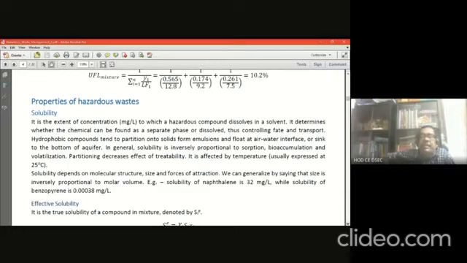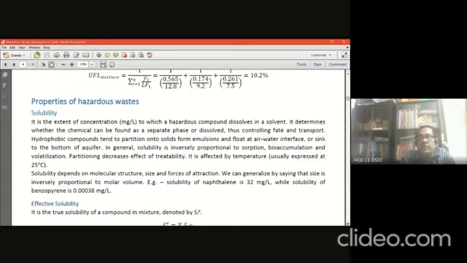It is affected by temperature, usually expressed at 25 degrees centigrade. Solubility depends on molecular structure, size, and forces of attraction. We can generalize by saying that solubility is inversely proportional to molar volume. For example, the solubility of naphthalene is 32 milligram per liter, while the solubility of benzopyrene is 0.00038 milligram per liter. Why? Because the size is inversely proportional to the molar volume. Solubility depends on molecular structure.